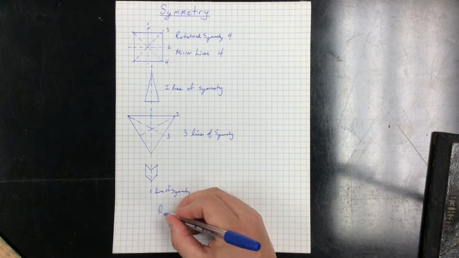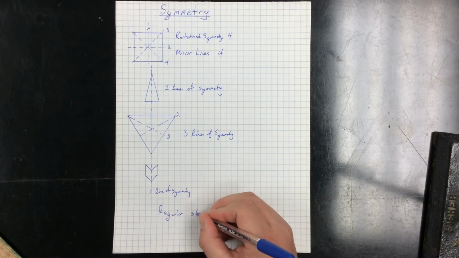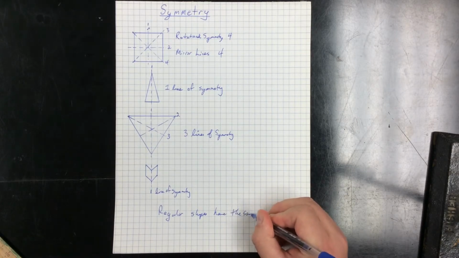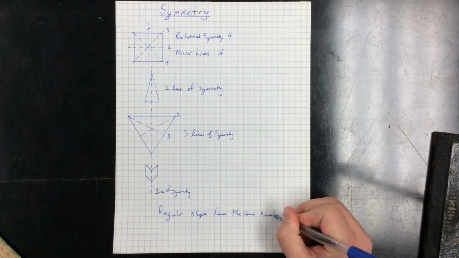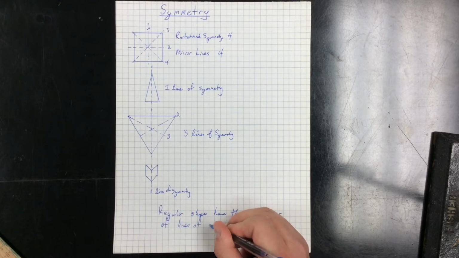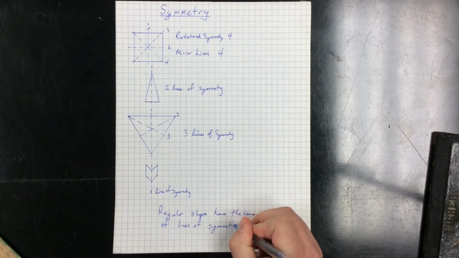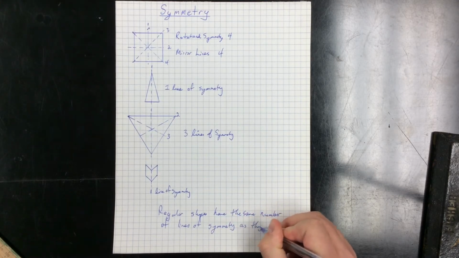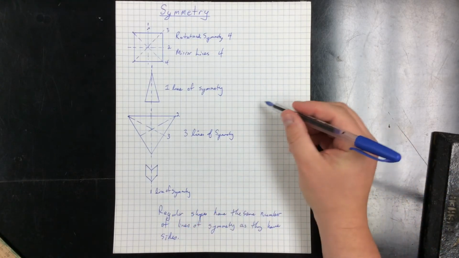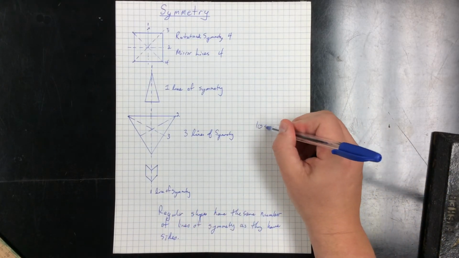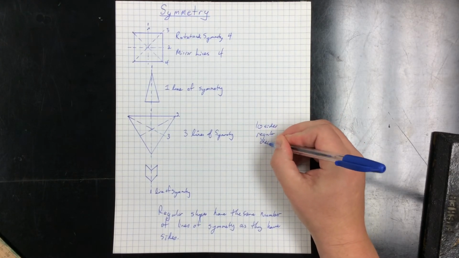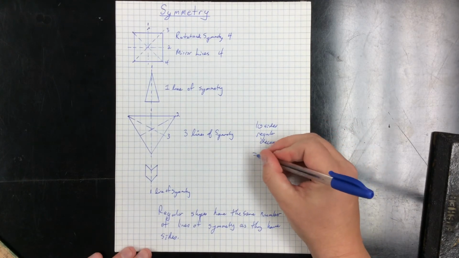So regular shapes have the same number of lines of symmetry as they have sides. So if I had a 10-sided decagon drawn, and it's a regular decagon, I'm going to end up with 10 lines of symmetry.